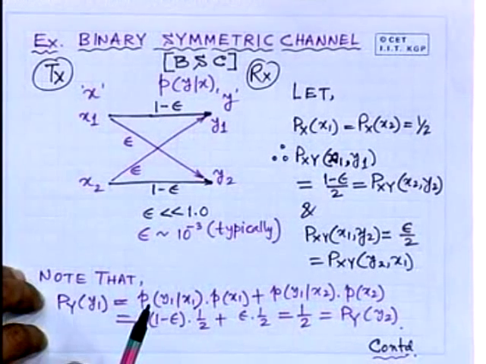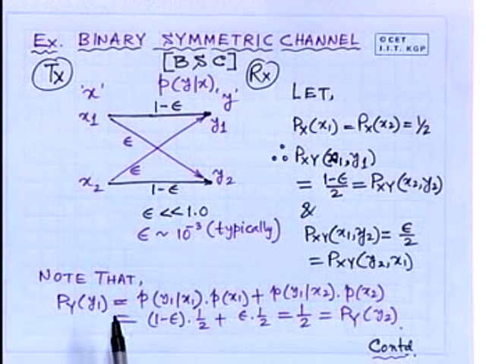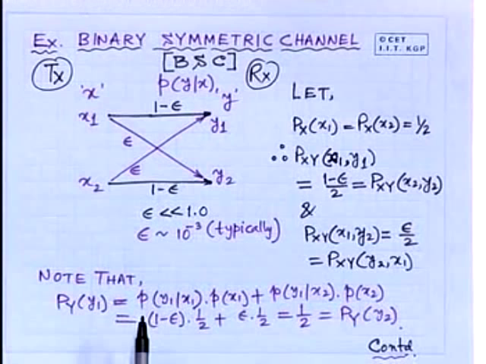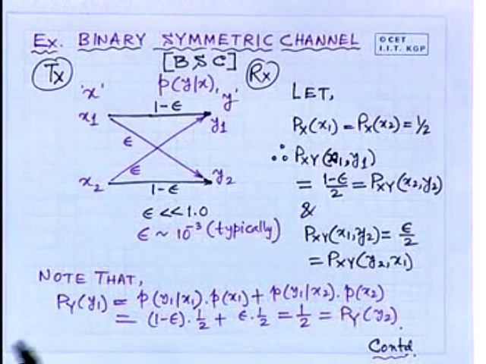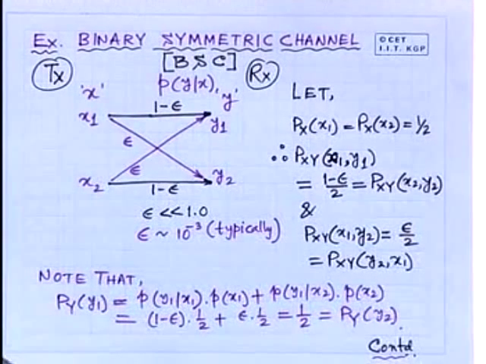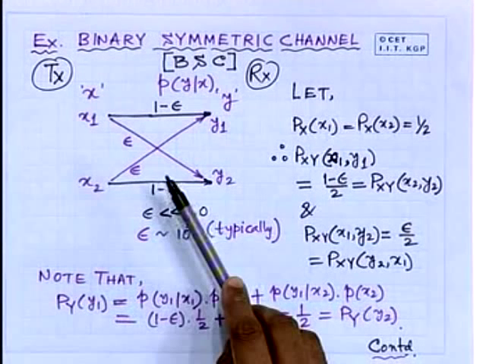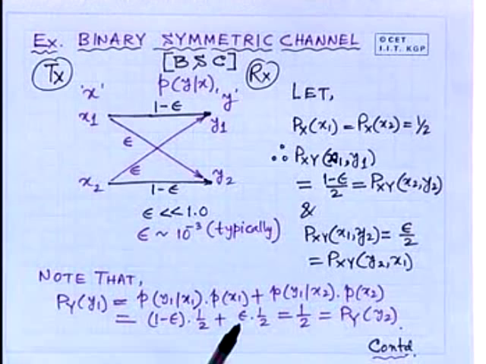So when the channel does not cause any error, x1 results in y1, x2 results in y2. Now this channel is called a binary channel because the input and output alphabets are of size 2 each. The channel is also called symmetric. Can you guess why? The probability of error from 1 to 0 and 0 to 1 is the same.